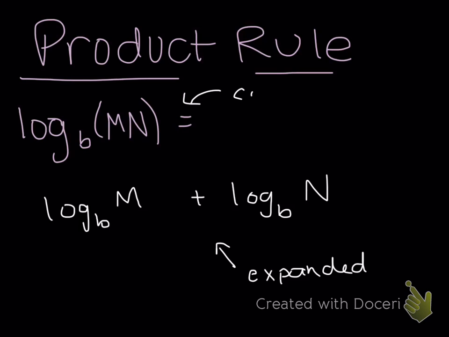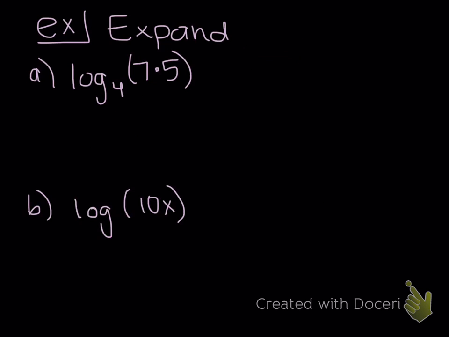This is what we would call a condensed version, and we're going to practice going back and forth between the two. Today we're just going to focus on the expanding. So if I were to ask you to expand this, you would say that this is log base 4 of 7 plus log base 4 of 5. And then that's it. So when I have a multiplication, I expand it with adding.